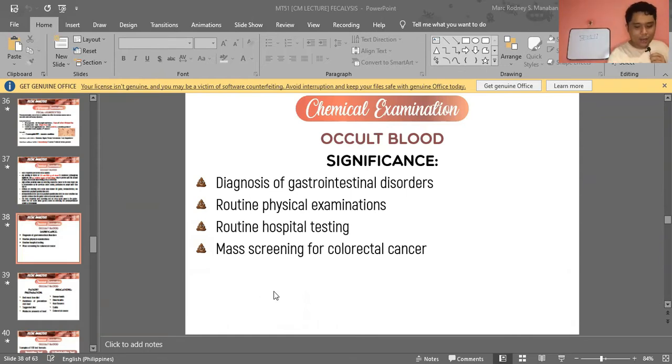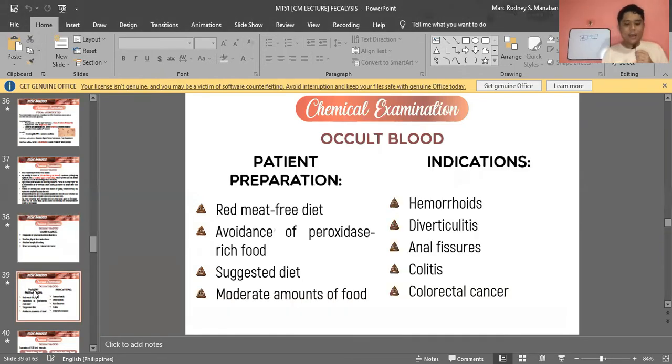Okay? All right. Now, what are the precautions? Patient preparation, again, of course, red meat free diet, because this can interfere with the test. Okay, kay red meat, naa siya blood ginagmay, so possible na mo-react sa imuhang test. Next, you have avoidance of peroxidase-rich food, of course, because of the principle of guaiac. Okay, so i-discuss nato later. Suggested diet and moderate amounts of food, okay, para at least dili mo interfere gyapon sa imuhang test.